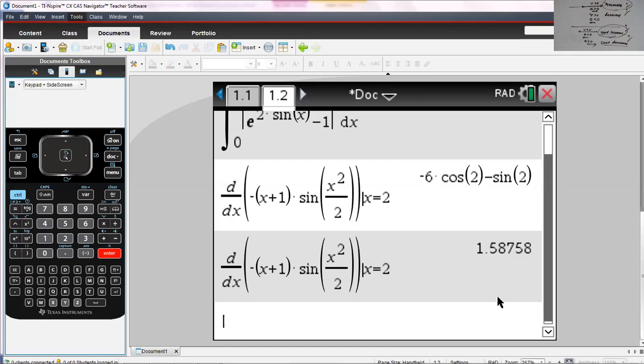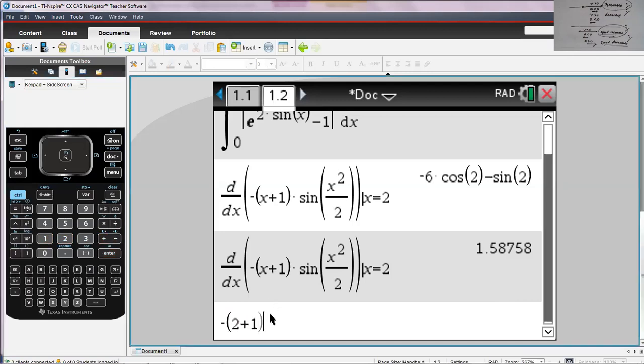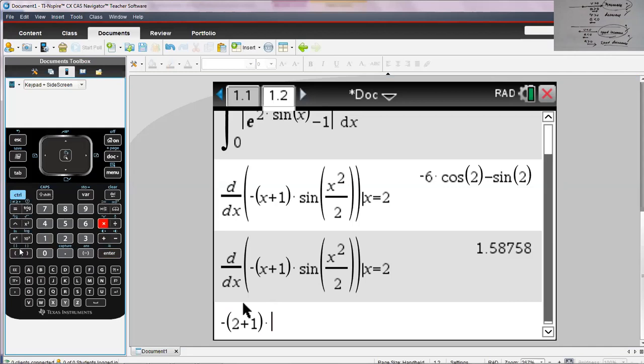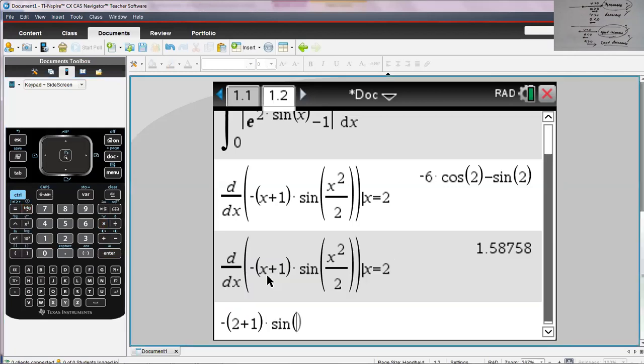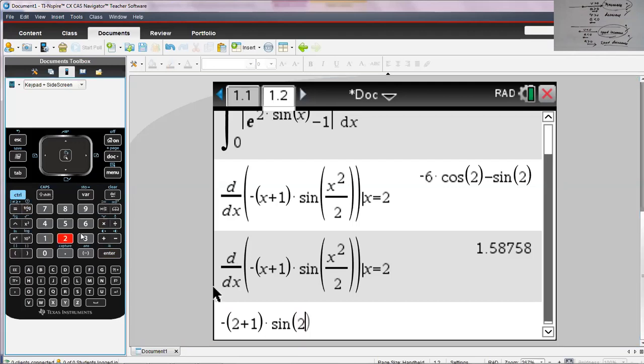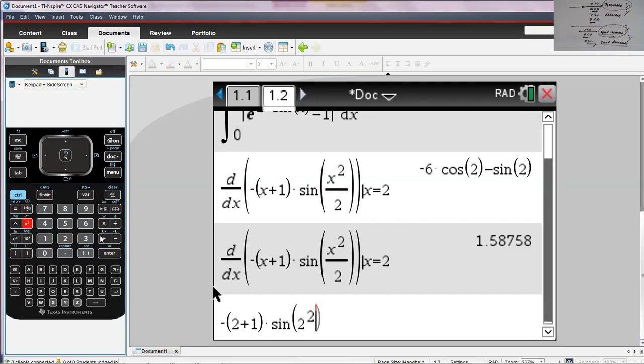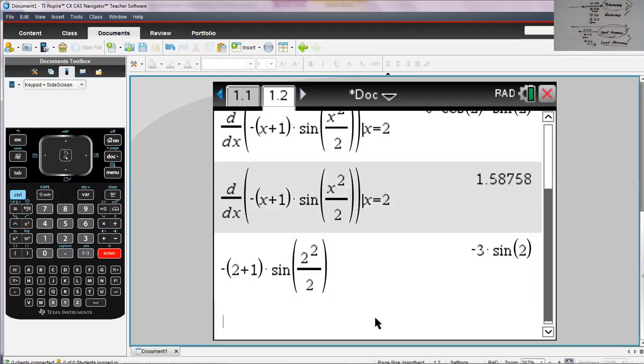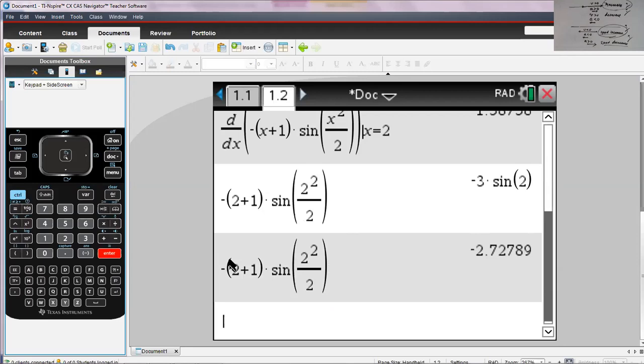So what I have to do is very simple. I have to evaluate this in 2. So let me just put this one right here. I'm going to put negative parentheses 2 plus 1 right here times the sine of parentheses 2 squared divided by 2, right? Now, press enter, and whatever this is, you can do control enter, the number is negative.